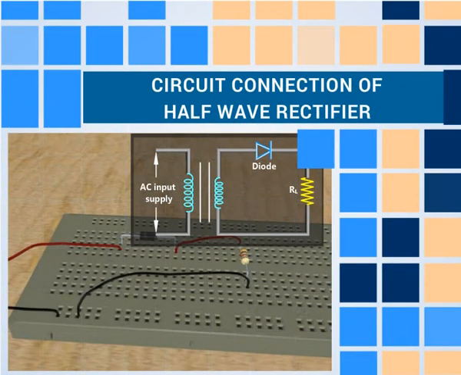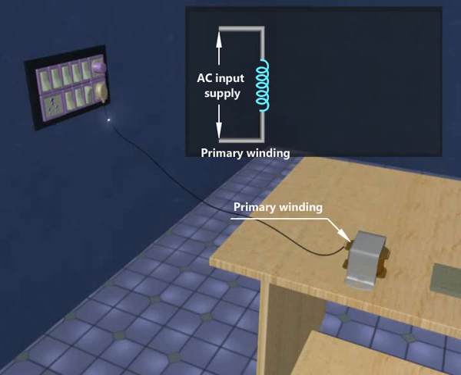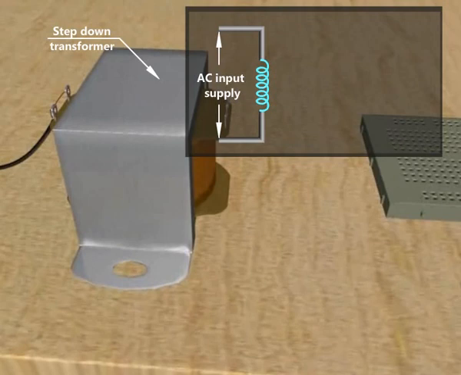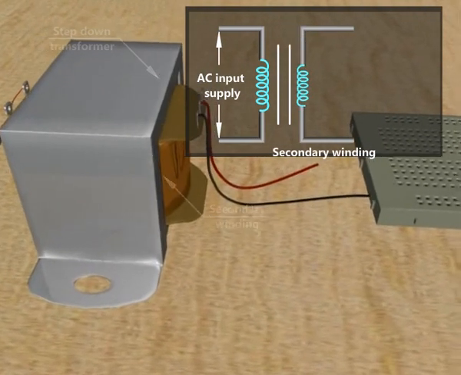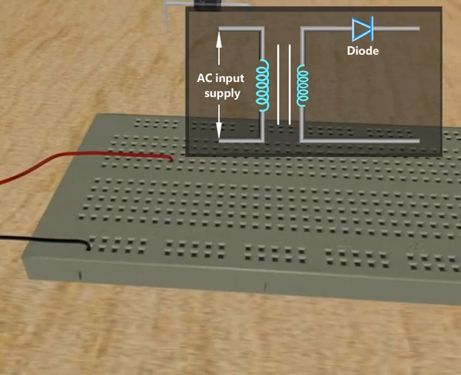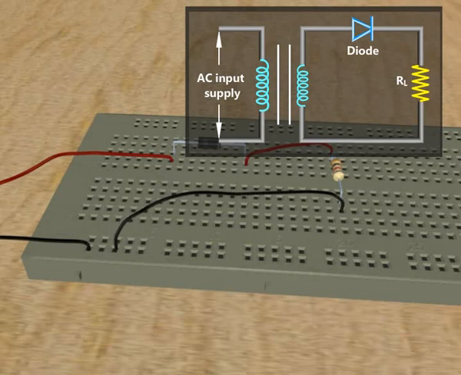Circuit connection of half-wave rectifier. In this video, we are going to see the breadboard connection of half-wave rectifier. Primary winding of the transformer: AC supply is given to the primary winding. It is the step-down transformer. Secondary winding. The low voltage output from the secondary winding of the transformer is given to the half-wave rectifier circuit. Here, RL is the resistive load.